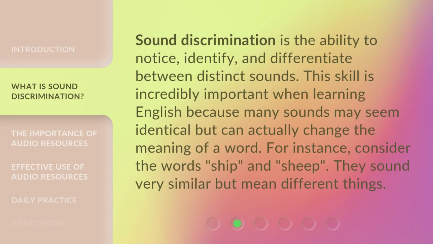Sound discrimination is the ability to notice, identify, and differentiate between distinct sounds. This skill is incredibly important when learning English because many sounds may seem identical but can actually change the meaning of a word. For instance, consider the words ship and sheep. They sound very similar but mean different things.